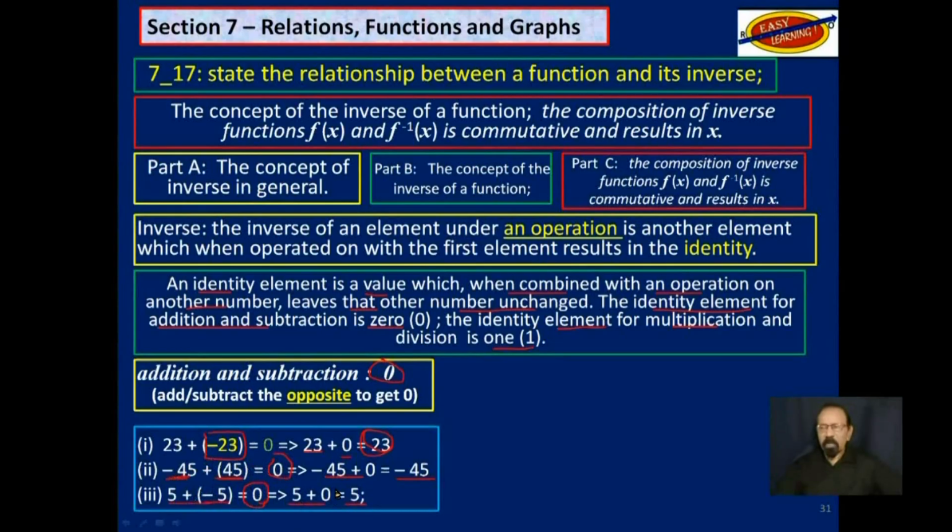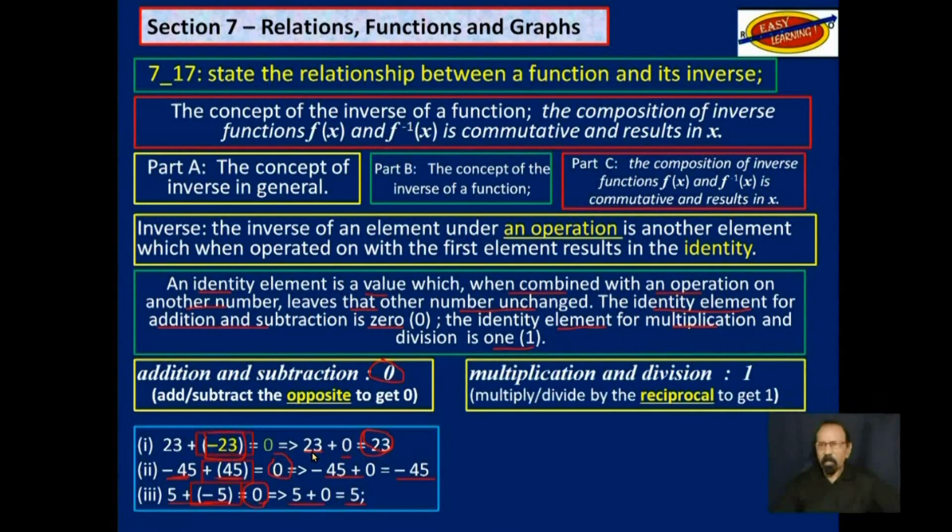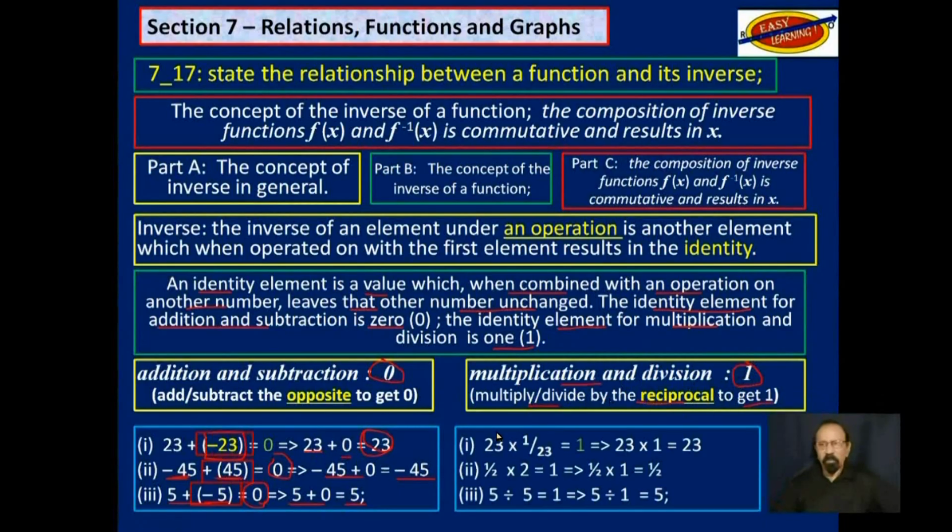Now that's for addition and subtraction. The same thing holds true for division and multiplication, but instead of 0, we are using 1. So we divide or multiply by the reciprocal to get 1. So if you look at 23, the reciprocal of 23 is 1 over 23. If you multiply those two, you will get back 1. That is to say, 23 multiplied by 1 is equal to 23.